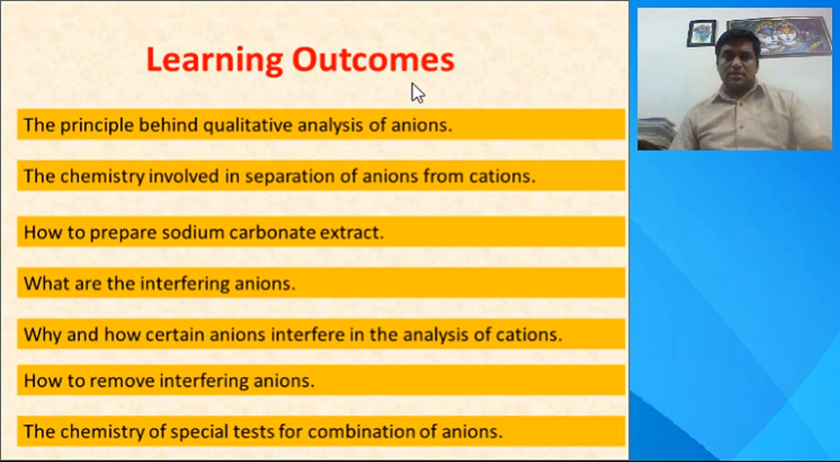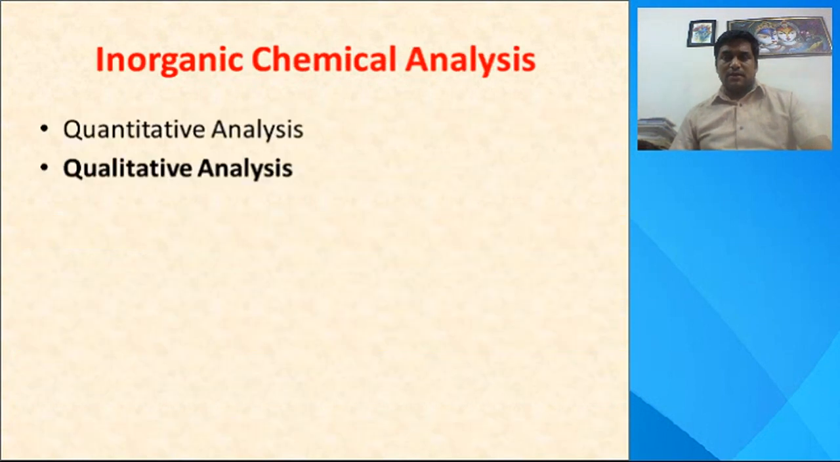The learning outcomes at the end of the session, what we are going to learn: the principle behind qualitative analysis of anions, the chemistry involved in separation of anions from cations, how to prepare sodium carbonate extract, what are the interfering anions, why and how certain anions interfere in the analysis of cations, how to remove those interfering anions, and the chemistry of special tests for combination of anions. Let us understand one by one.